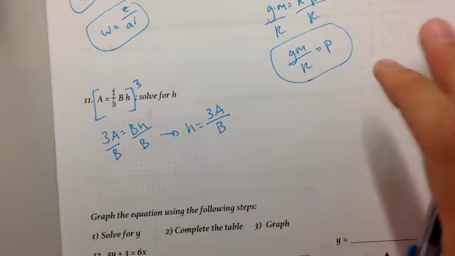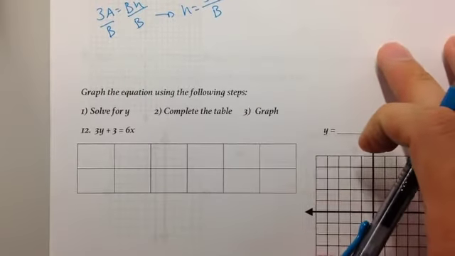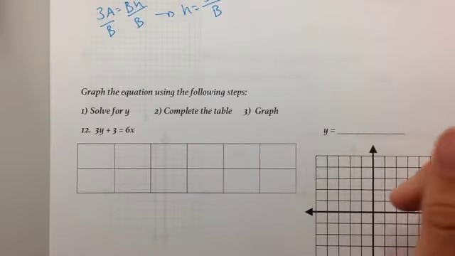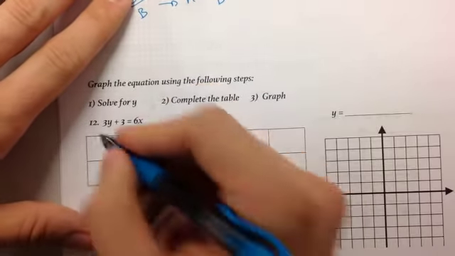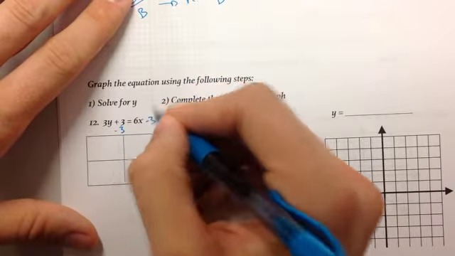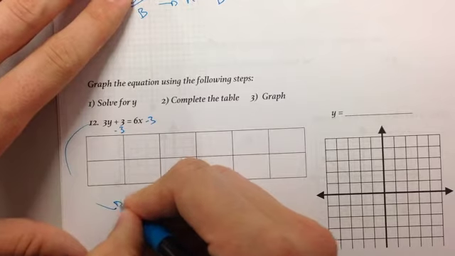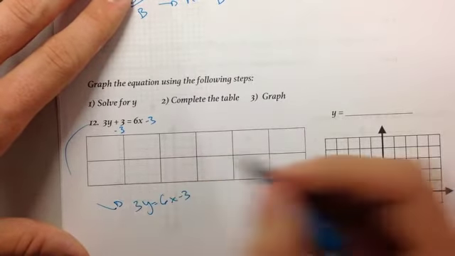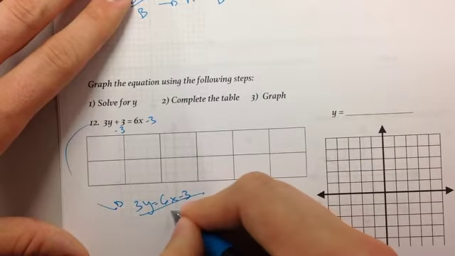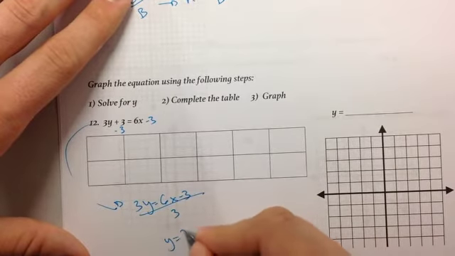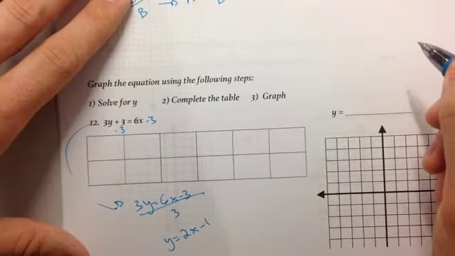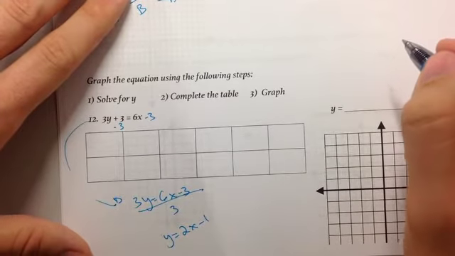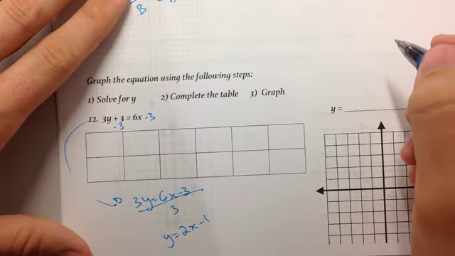All right. Last problem on this video. They want us to solve for y, complete the table, and then graph. So my first step, I want y by itself. I'm going to move this 3 because it's the easiest thing to move. And that'll give me y is equal to 6x minus 3. Divide the 3 off the y. You'll get 2x minus 1. And then I just fill it in.